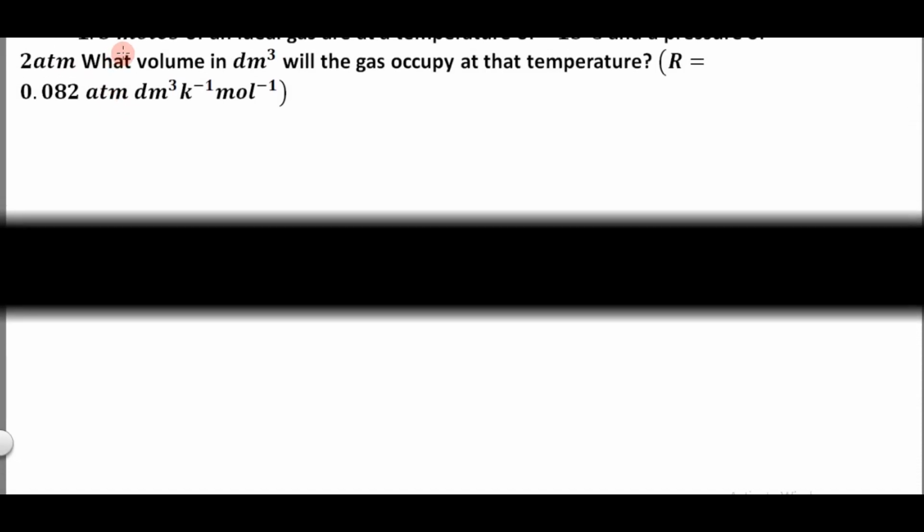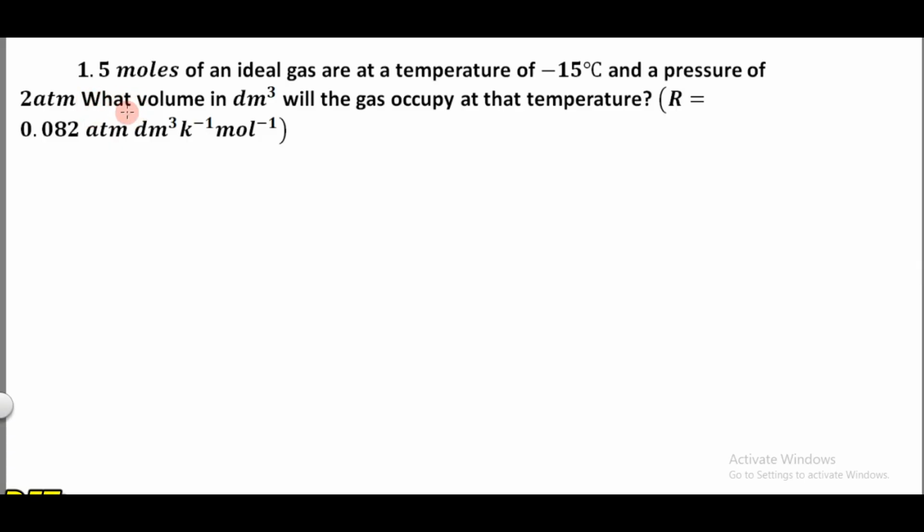So here in this video, we're going to look at this question. The question that I have here is: 1.5 moles of an ideal gas at a temperature of minus 15 degrees Celsius and a pressure of 2 atm. What volume in dm³ will the gas occupy at that temperature, given that R, which is the universal gas constant, is equal to 0.082 atm dm³ per Kelvin per mole?